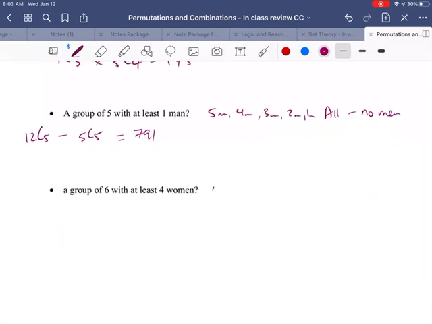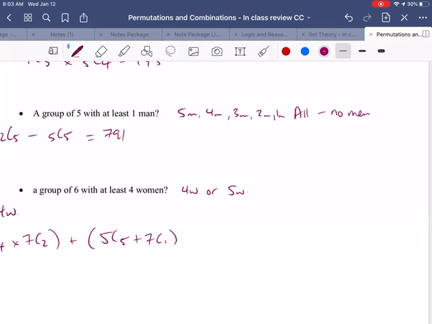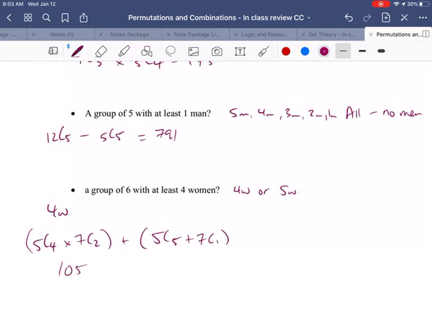At least 4 women. So you could have 4 women or 5 women. So let's do the 4 women situation. So it's going to be 5C4 times 7C1. And then we're going to add that to 5C5. So in total, this works out to 105 plus 7, which is 112 ways.